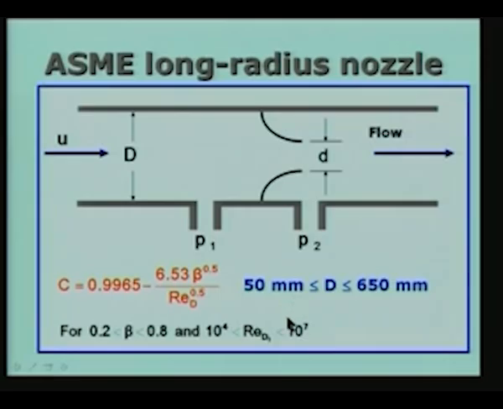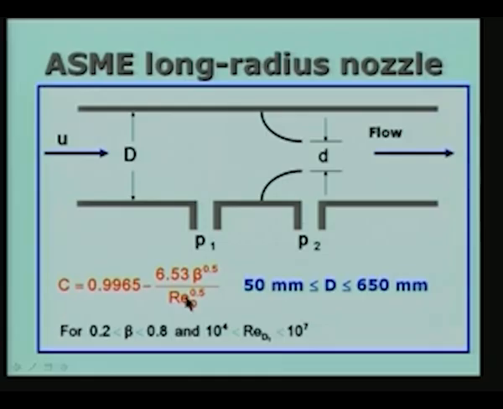The second type of device we can think of is called the ASME long radius nozzle. ASME is the American Society of Mechanical Engineers, who have standardized the design. I will show the long radius nozzle in slightly more detail in the next sketch. Essentially what we have is a P1 upstream of the nozzle, this is the nozzle, P2 is downstream of the nozzle, and for the ASME long radius nozzle, the coefficient of discharge is given by 0.9965 minus a small quantity, 6.53 beta to the power of 0.5 divided by Reynolds number to the power of 0.5.